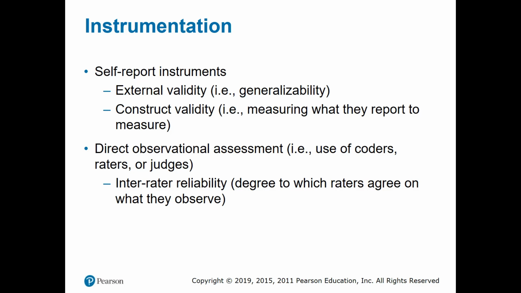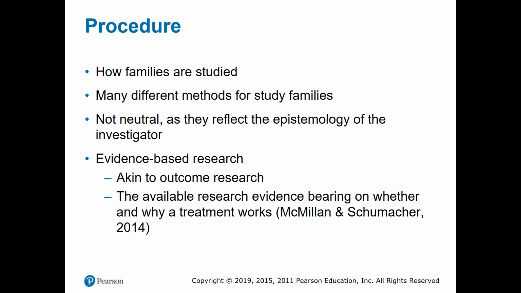And then direct observational assessment. So a lot of times we'd have people actually observing or watching or coding specific behaviors or phenomenon. And so inter-rater reliability is something to be considered. And this is the degree to which raters or people who are coding or judging this agree on what they observe.